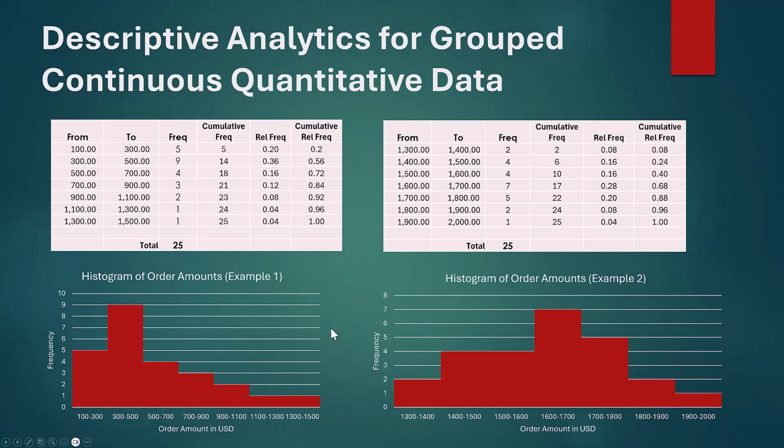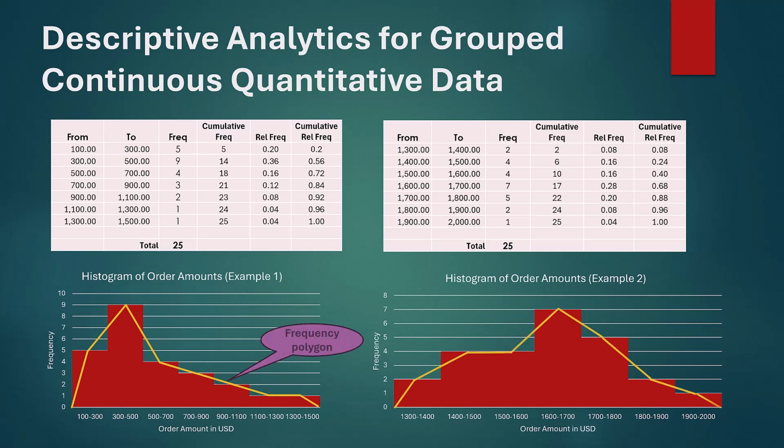Once you have the histogram, you can also create a frequency polygon. So just connect the frequencies 5, 9, 4, 3, 2, 1, 1. So that's the frequency polygon. Similarly here, that's the frequency polygon.